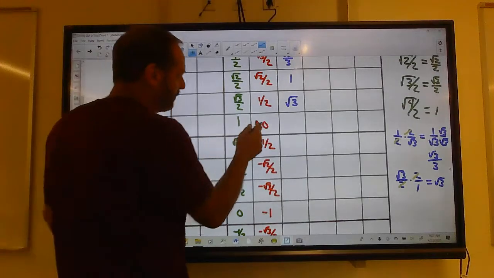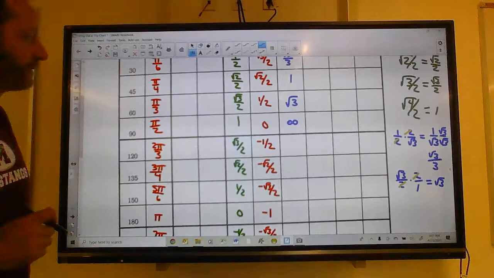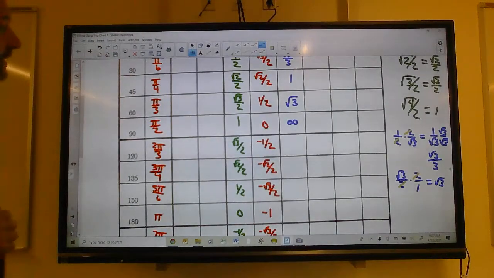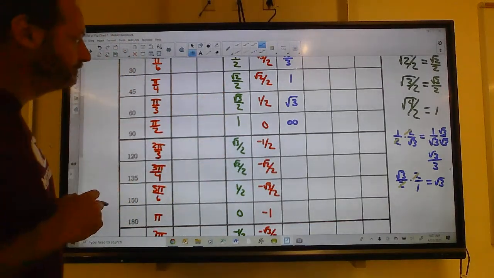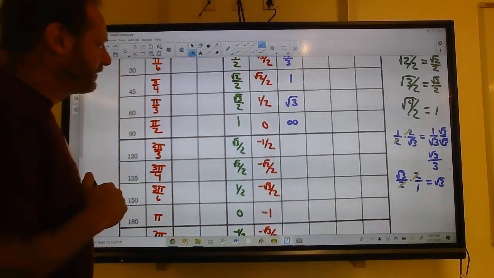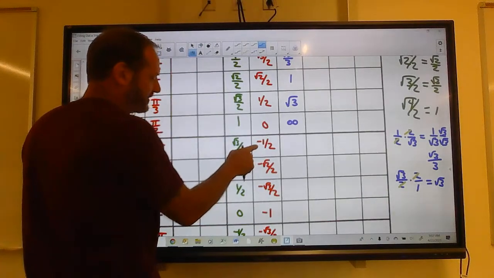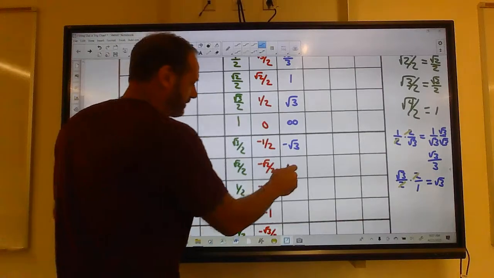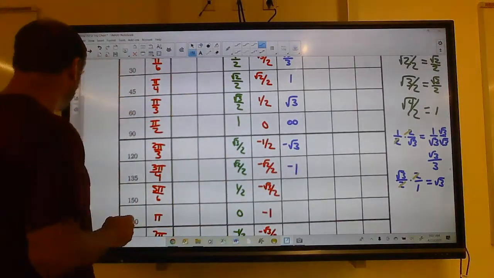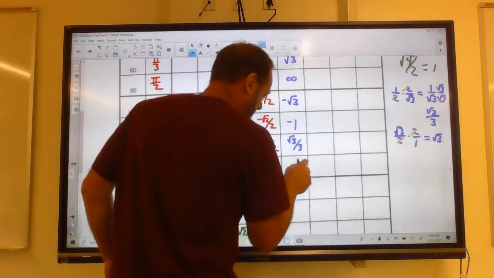Now this one's interesting. 1 divided by 0, that's undefined. So we'll put a little infinity sign right in there. And now it's going to work just like the sine and the cosine did. You can see it's the same two numbers being divided, except one of these is negative. So this is going to be negative square root of 3. This is going to be negative 1. This is going to be square root of 3 over 3. And this is going to be 0.